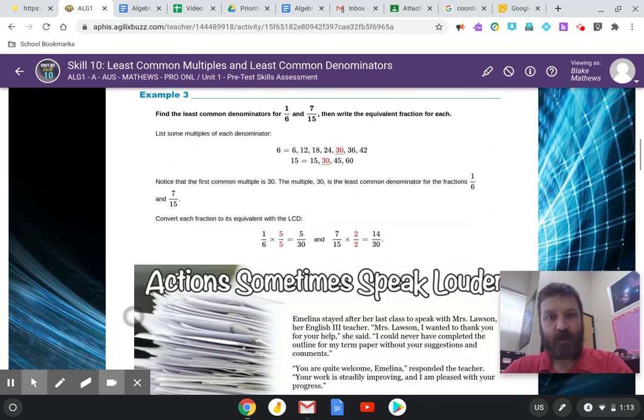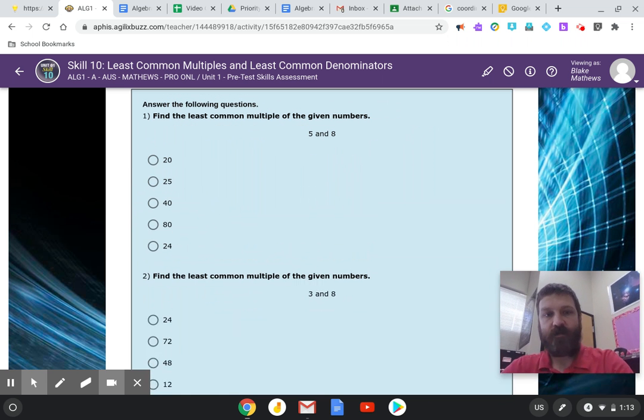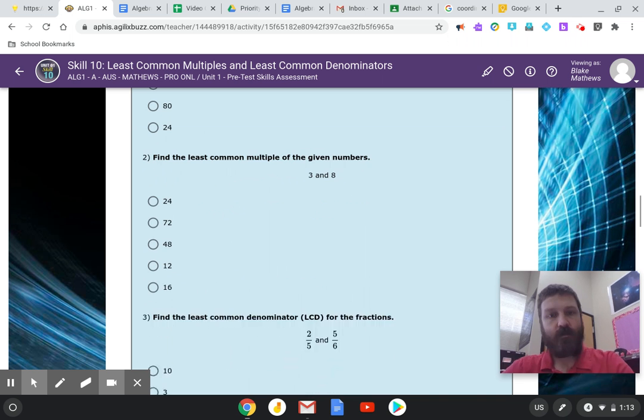So let's look at how they do this in the lesson. Find the least common multiple of the given numbers, 5 and 8. So you need to list the multiples of 5, list the multiples of 8 until those two have the same number. And the lowest number that they share is the correct answer. Same thing for number 2. List them, find the lowest one.